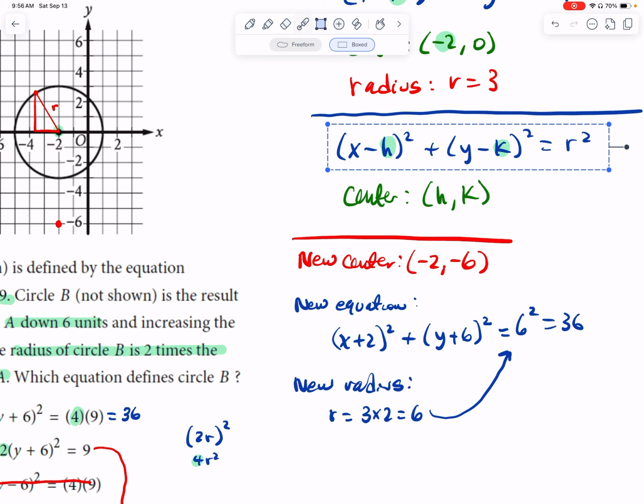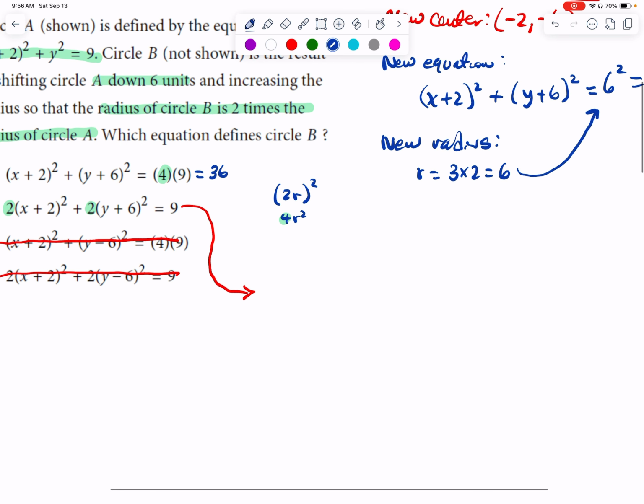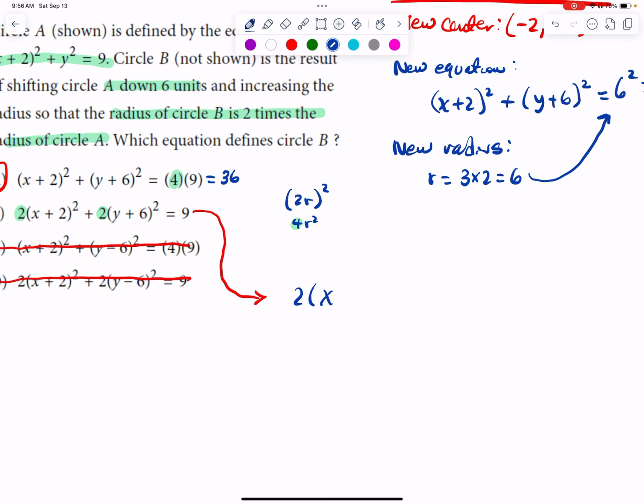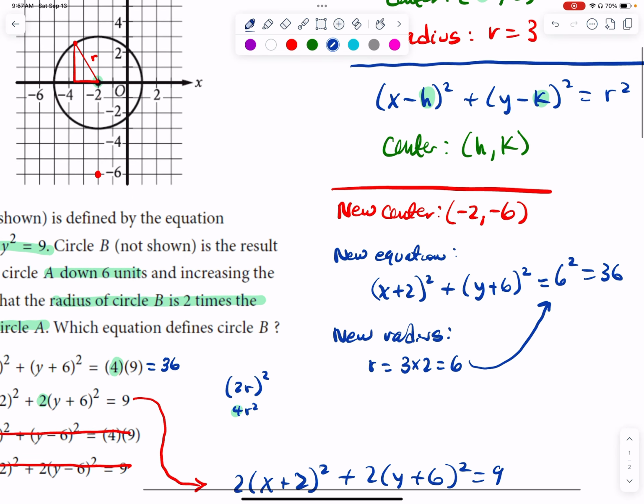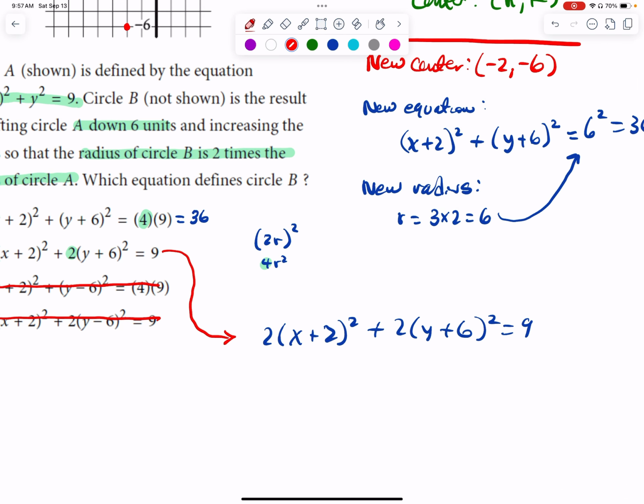Notice that the x minus h and the y minus k have a leading coefficient essentially of 1. Right, so they shouldn't have a number in front of them. So I'm going to do that with this equation: 2 parentheses x plus 2 squared plus 2 parentheses y plus 6 squared is equal to 9. And if I try to get it into this form, I just have to get rid of the 2's right up front. I can do that by just dividing both sides by 2.